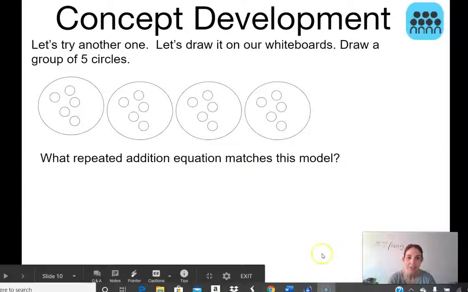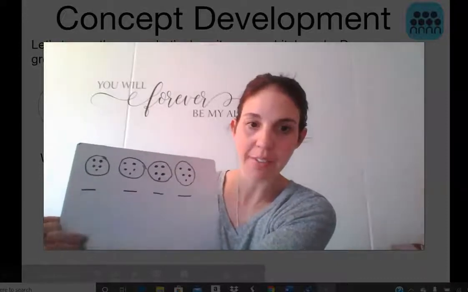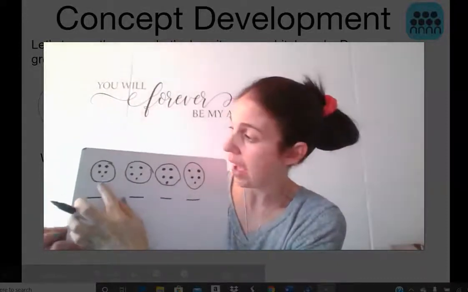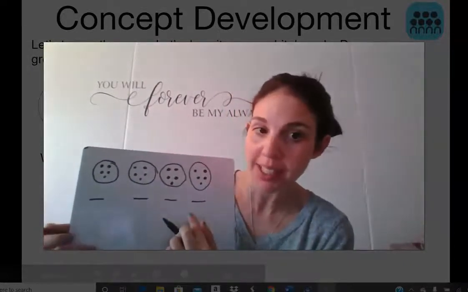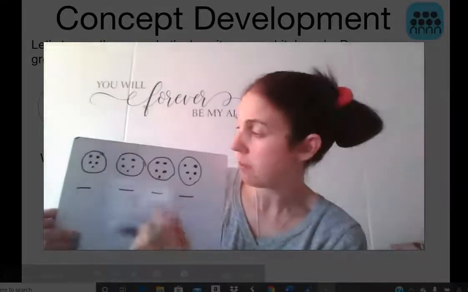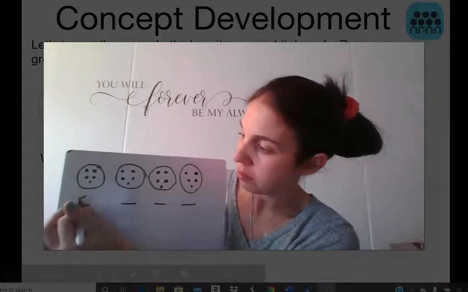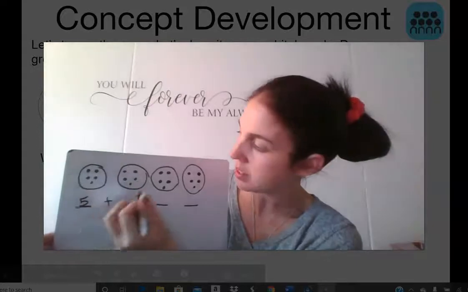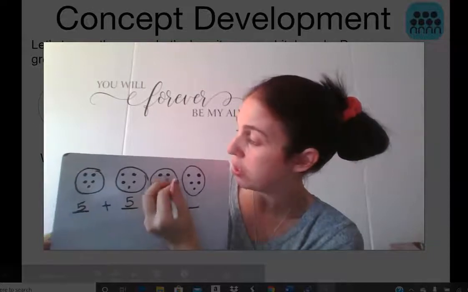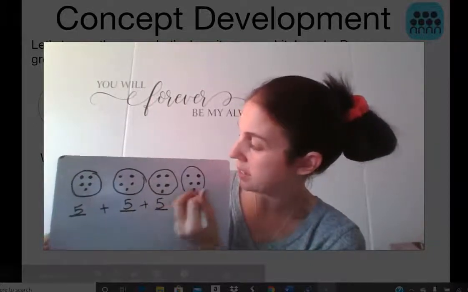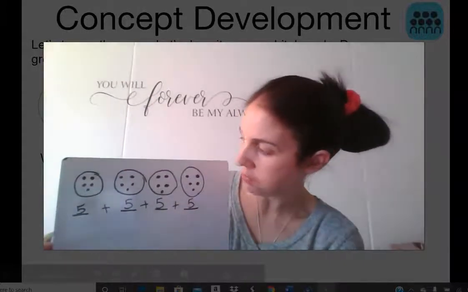This one I get to do with you guys. Okay. So I've got my 4 groups of 5, 5, 5, 5, and 5. And I drew a line under each group because this is where I'm going to write my repeated addition. So I have how many in this group? 1, 2, 3, 4, 5. So I'm going to write a 5. Plus, how many in this group? 5. Plus, how many are in the next group? 1, 2, 3, 4, 5. Plus, how many are in my next group? 5. So we have 5 plus 5 plus 5 plus 5.